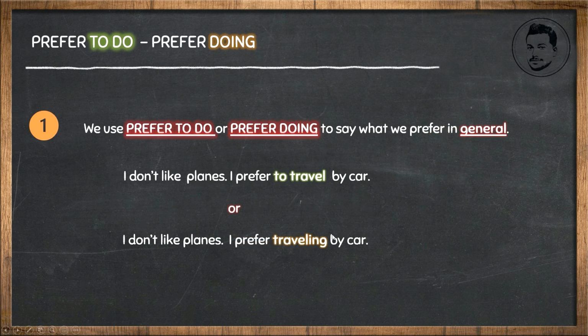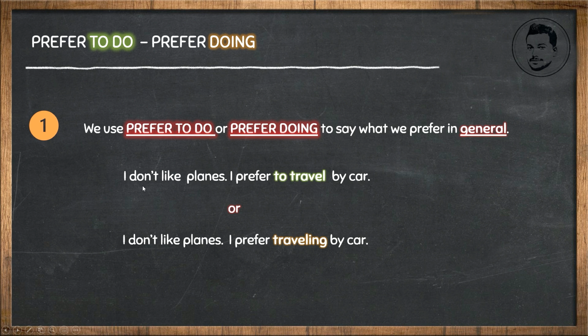Alright, let's start with prefer to and prefer doing. The first thing that we need to know is these structures mean the same thing. So they have the same meaning. But the main difference is prefer to. After to, we always use verb one in English. So I prefer doing and I prefer to do have the same meanings. And we use these structures to talk about our preferences in general. I repeat, in general. General preferences.